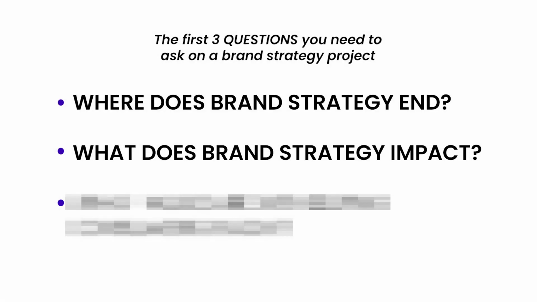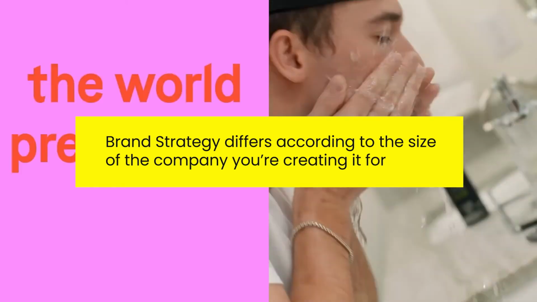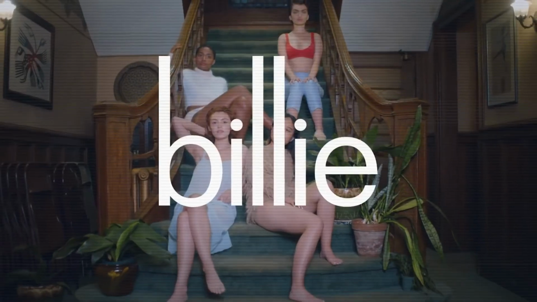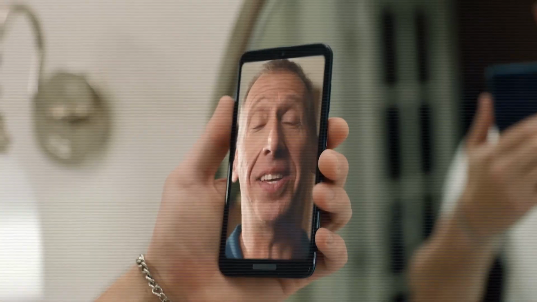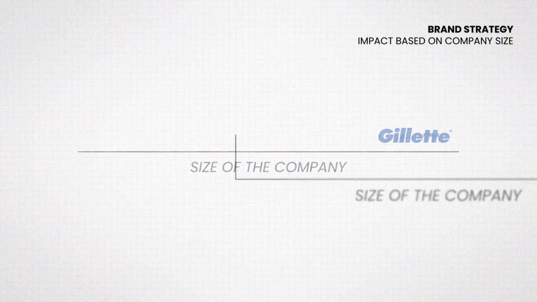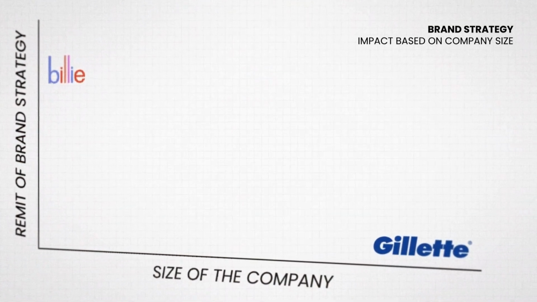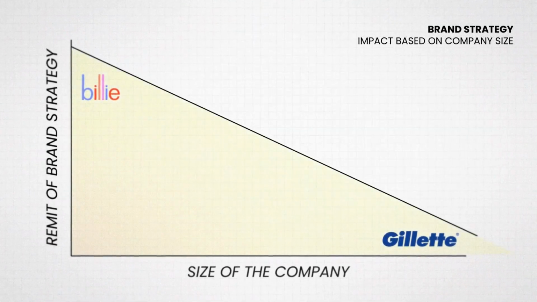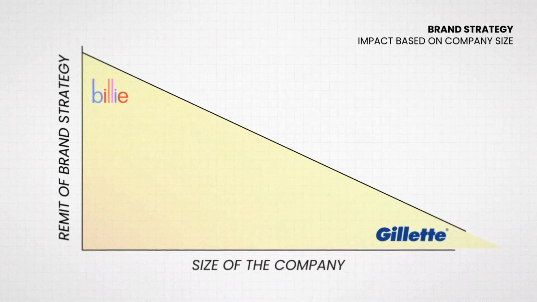What does brand strategy impact? Brand strategy differs according to the size of the company you're creating it for. Let's see these two razor brands, for example, Billy, a small startup company, versus Gillette, a premium razor brand and is considered a giant in the category. Gillette has already established their brand positioning, so the remit of brand strategy would only be impacting a very small part of the business. For Billy, the remit of brand strategy would be massive, since we are building almost everything up for its position in the razor category.